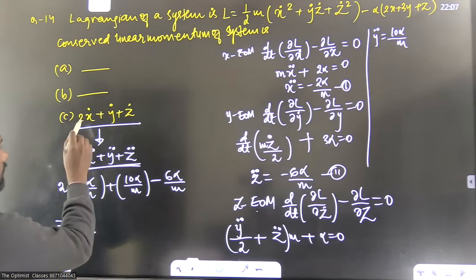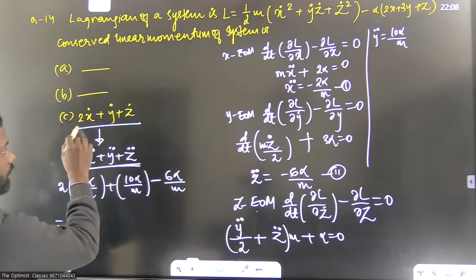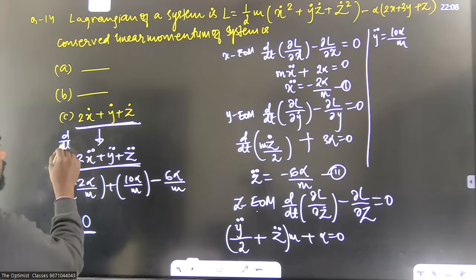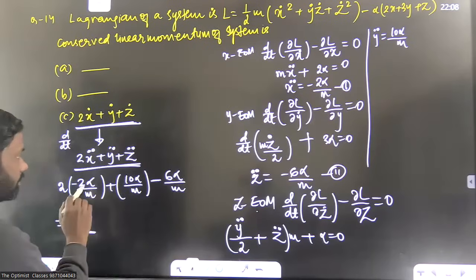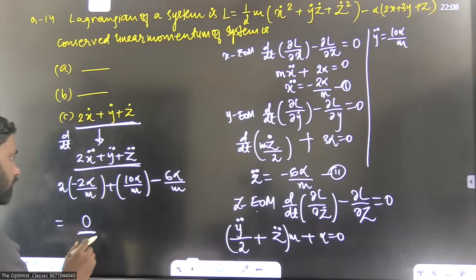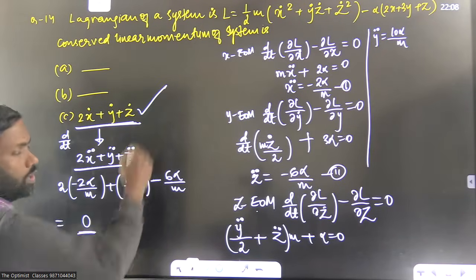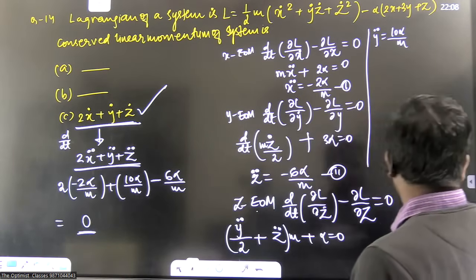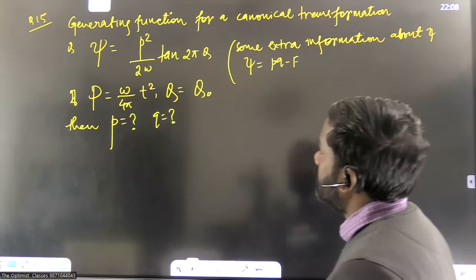So we are getting the total time derivative of this quantity. If you calculate the total time derivative of this quantity, we have differentiated it. So we got this, and when we put the value of x double dot, y double dot, z double dot, it is coming out to be 0. So therefore we can claim that this quantity is conserved. Okay, it is conserved actually. Moving to another question.